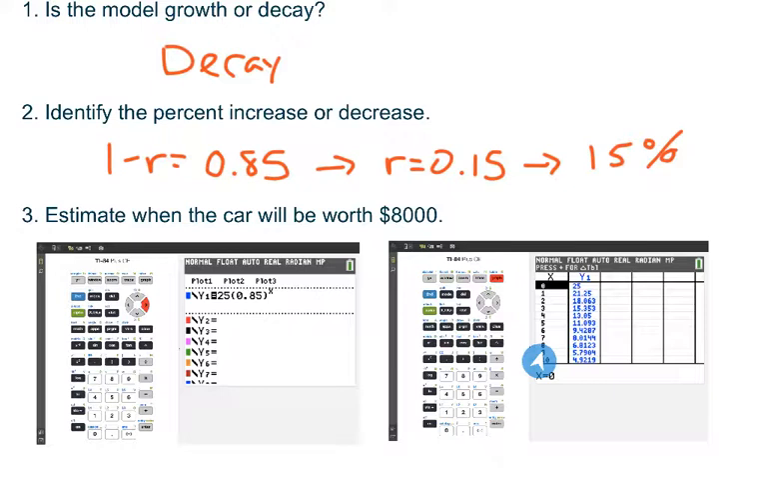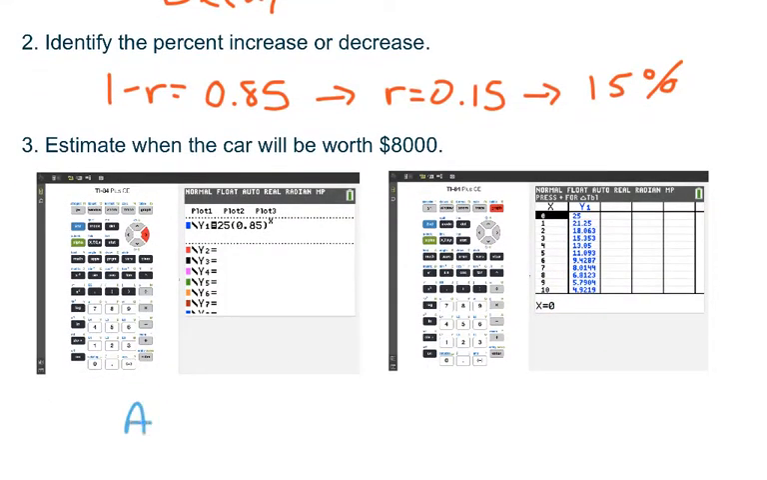So estimate when the car will be worth $8,000. That's approximately year 7 or after 7 years. We're going to use our technology here to our advantage to save ourselves a lot of time and a lot of headache trying to find the right number. So we know from year 7 we're at $8.01 thousand, and then in year 8 we're under $7,000. So sometime in year 7 we crossed that $8,000 mark, or our car was worth $8,000.